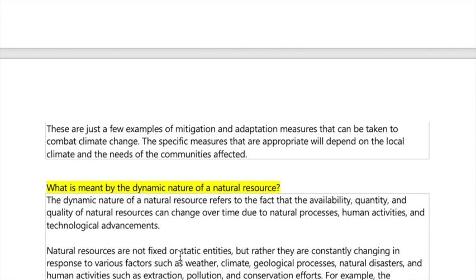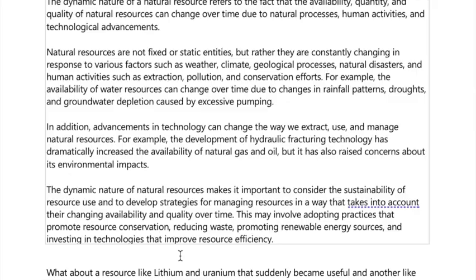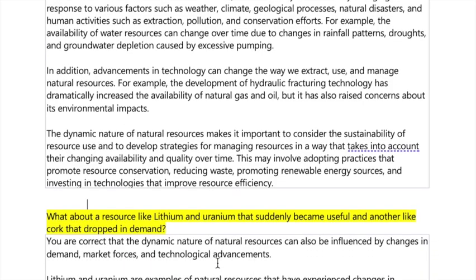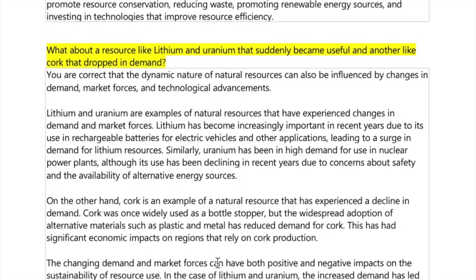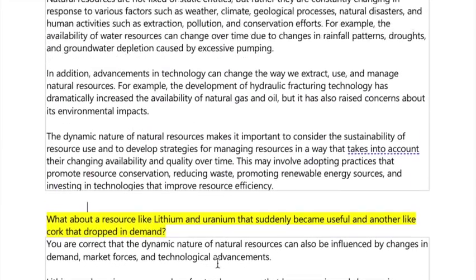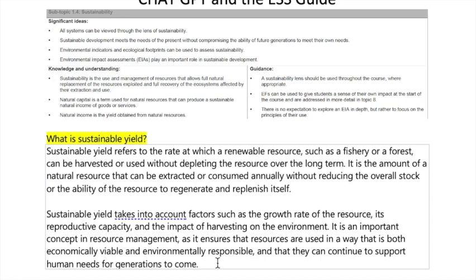That was very evident when I asked ChatGPT about this question. What is meant by the dynamic nature of a natural resource? And I got a very good answer, yes, but I felt it did not go into some specific examples. So I put it to ChatGPT, what about lithium and uranium that suddenly became useful, and another resource like cork that dropped in demand? And ChatGPT then went on to engage in a very useful discussion about this. So with some knowledge of your ESS guide and some knowledge of the subject, you could find that ChatGPT is a very useful study partner for you in the days leading up to the examinations.